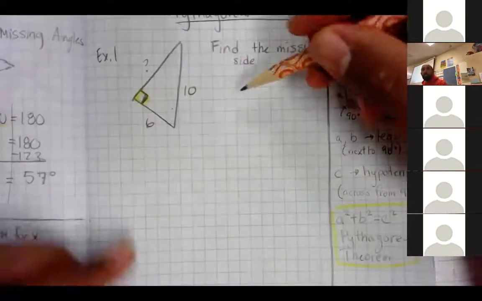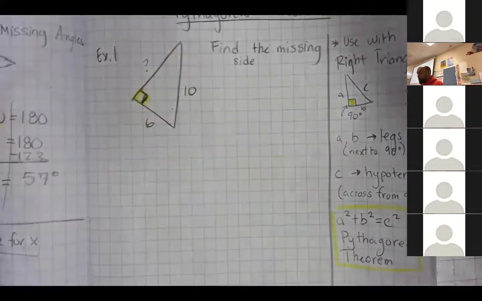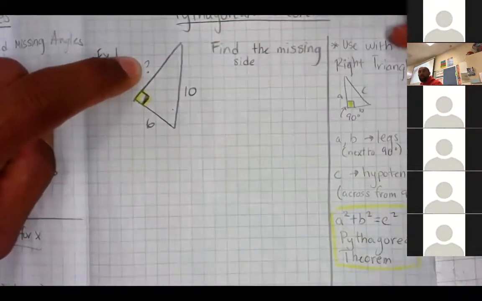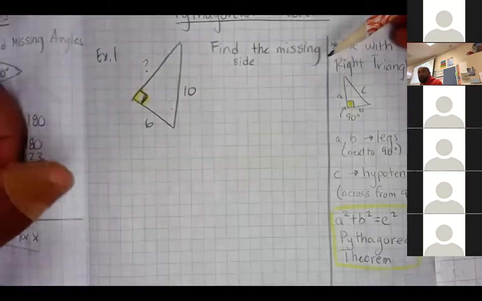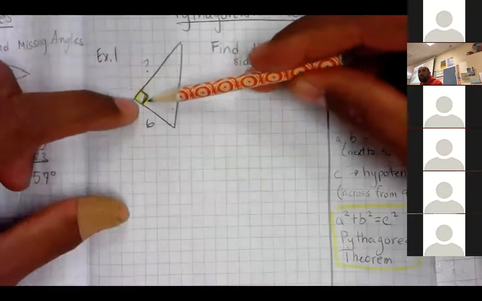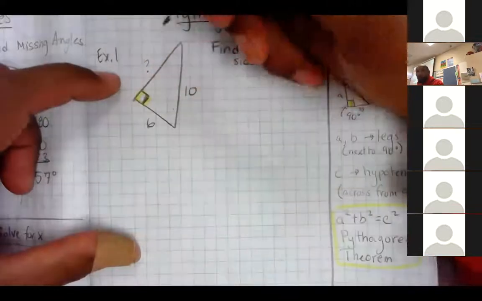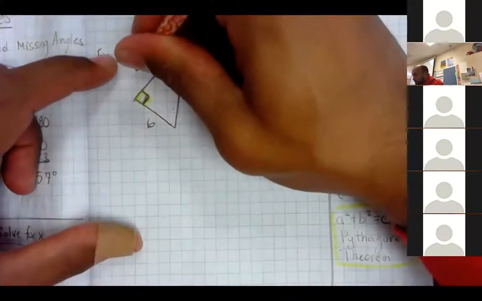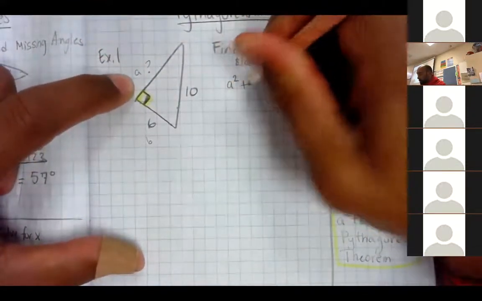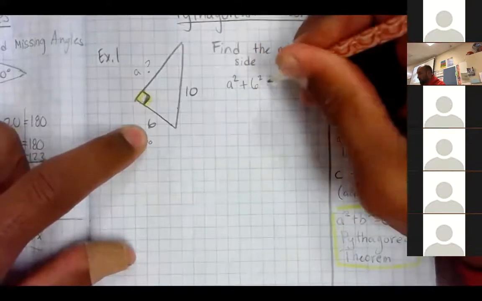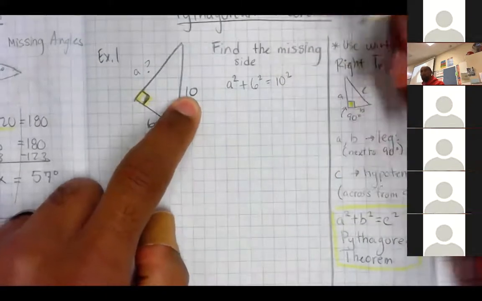So now we're going to take our side, which over here, we can label that whatever we want. Now remember, this is a leg, the missing side. So we can either call it A or B. It doesn't matter what you call the missing sides, as long as the ones that are next to 90 are A and B, and the one across from 90 is C, or your hypotenuse. So we'll just call this A, and we'll call this one B. So the missing side is A, so we'll say A squared plus B squared, which is 6, is equal to the hypotenuse squared, or C squared.